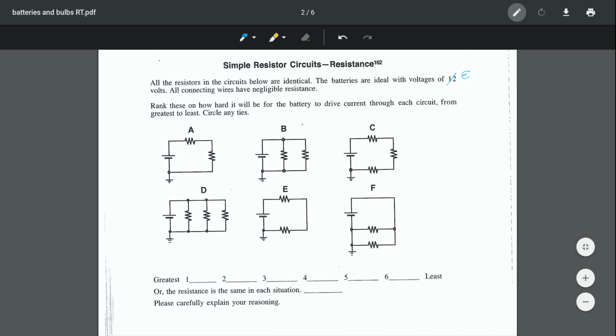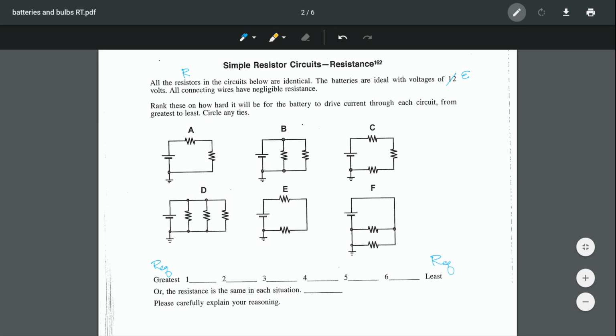So we're going to be ranking from greatest equivalent resistance to least equivalent resistance. That's what we're going to look at in each case. So let's just go through and figure that out. We're told that the resistors are identical, so I'm just going to give each resistor resistance R.